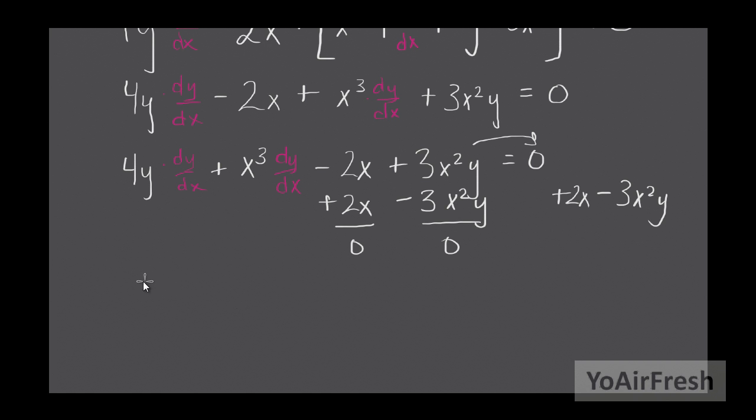So let's rewrite that whole equation now. We've got the 4y dy dx and we've got the positive x cubed dy dx equals, remember this all cancels out, we already canceled that out, equals 0 plus the 2x minus 3x squared y. I'm going to scroll down a little bit here.